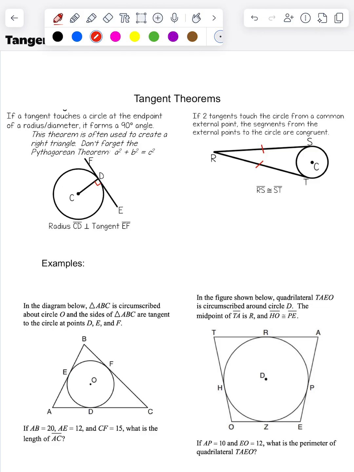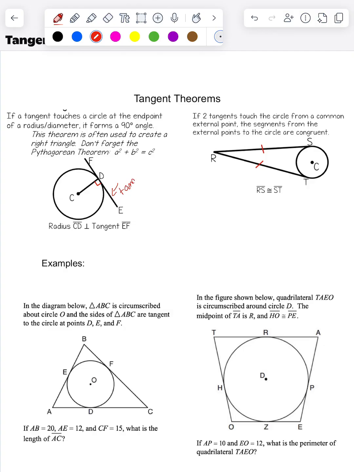And this theorem is commonly used in Pythagorean theorem questions because a lot of times they'll give you right triangles and you'll have to find a missing side of the right triangle, but you'll have to know that there's a right angle because the tangent and the radius intersect, or the diameter.